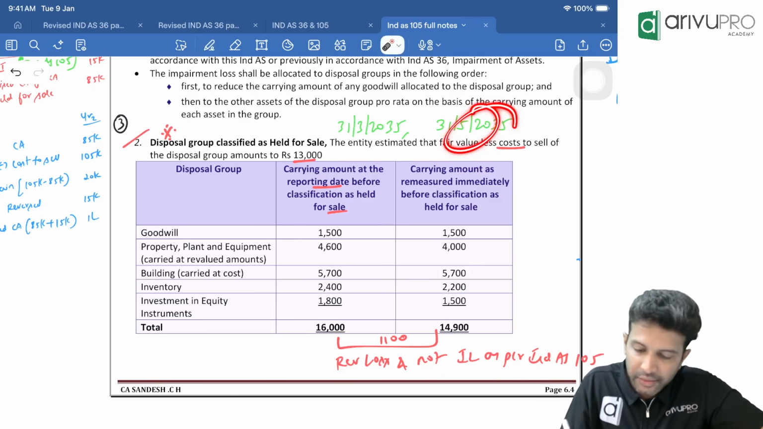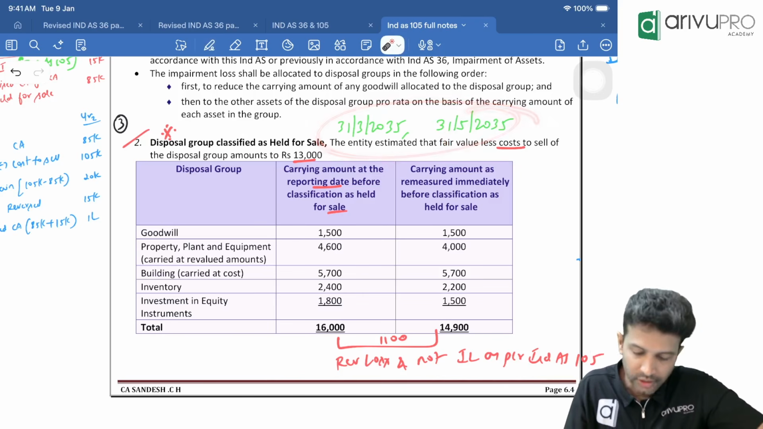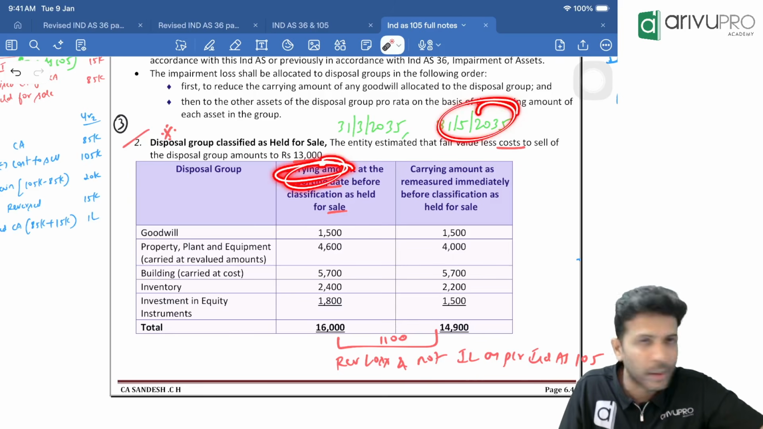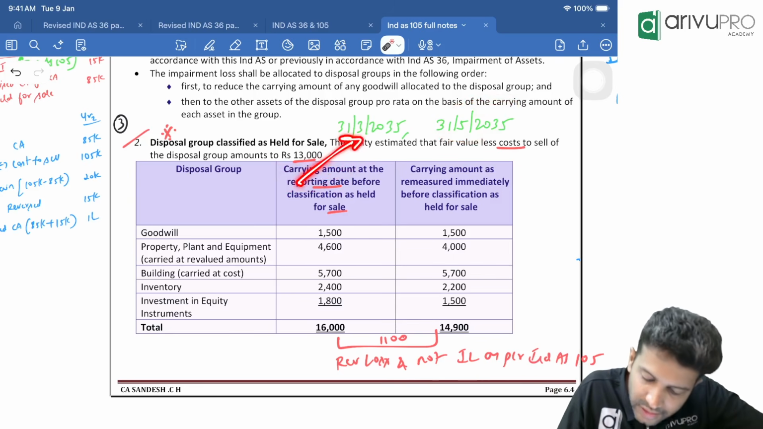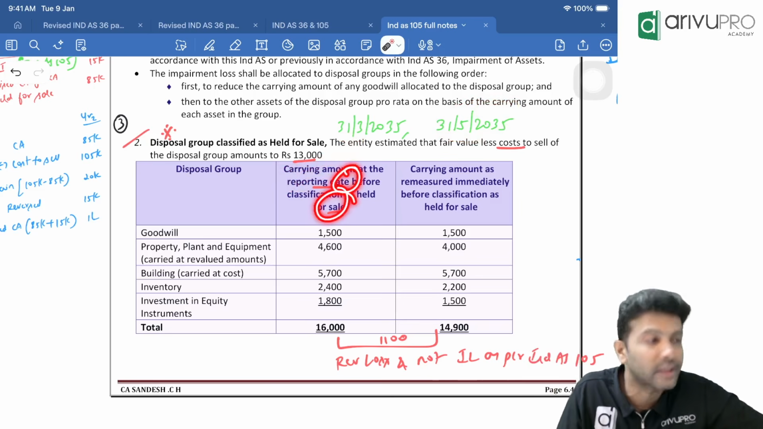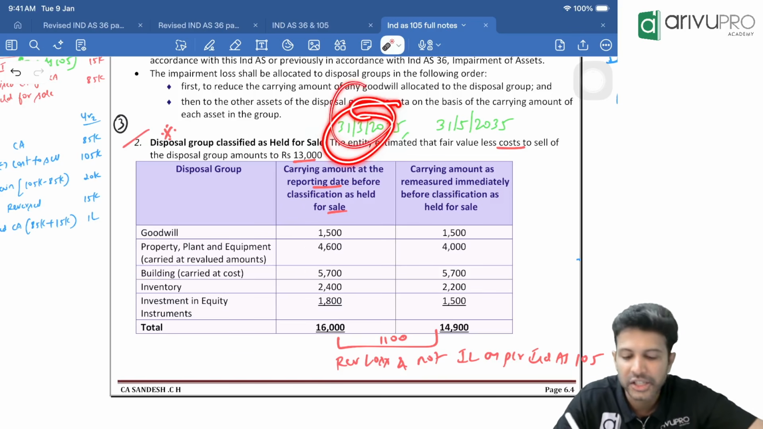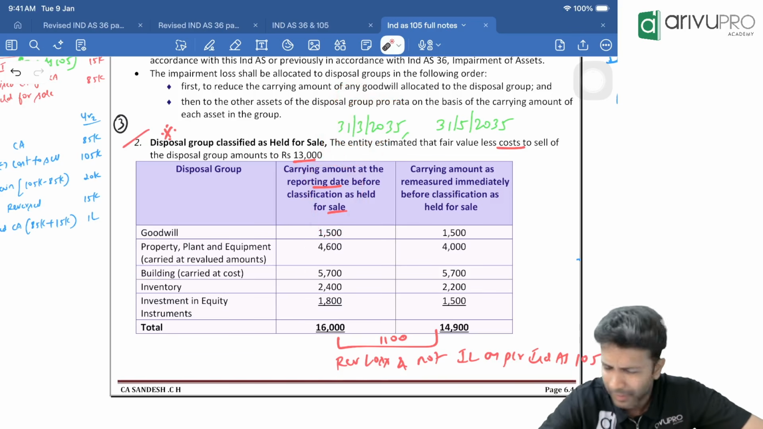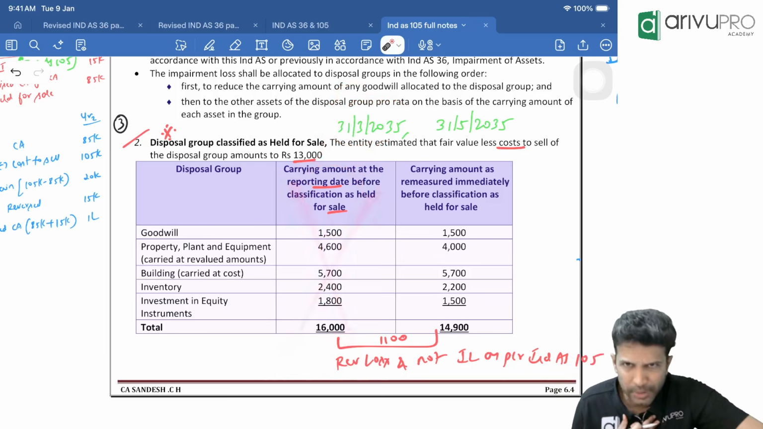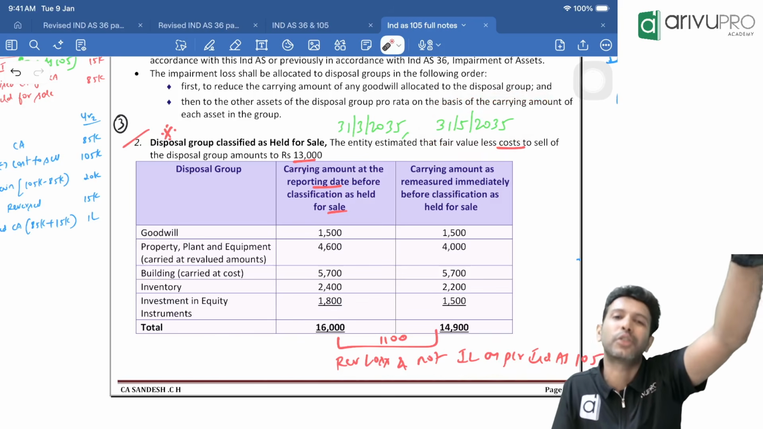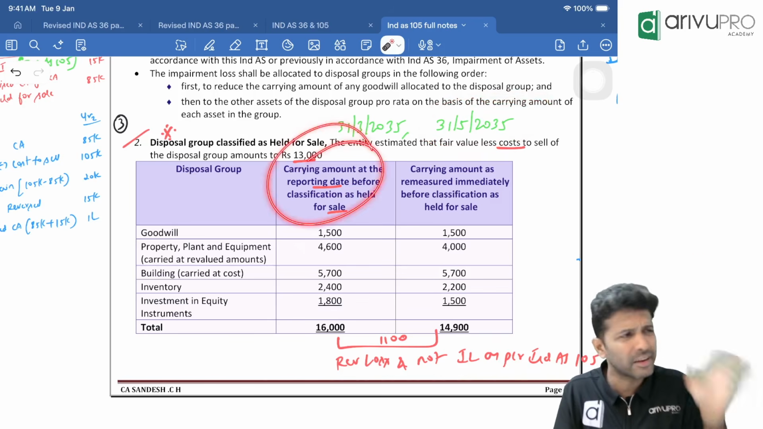If I assume these two dates, now what sort of carrying amount have they given? Have they given carrying amount on 31st March? No. Here they're trying to say this is a carrying amount on the reporting date before it got classified as held for sale. That means this is the 31st March carrying amount they've given. Okay, fine. This we don't need. For the measurement principle, we want carrying amount on the day it got classified as held for sale. But here they have given carrying amount on the reporting date.